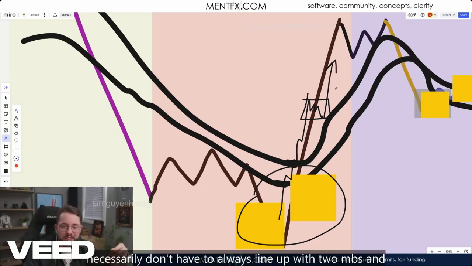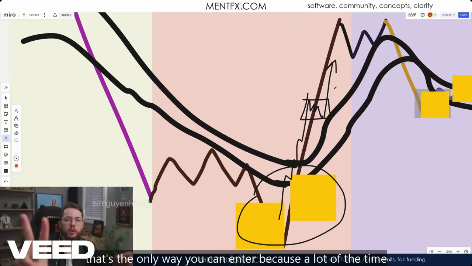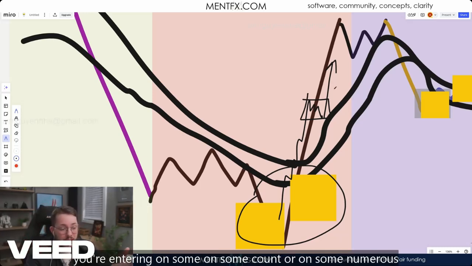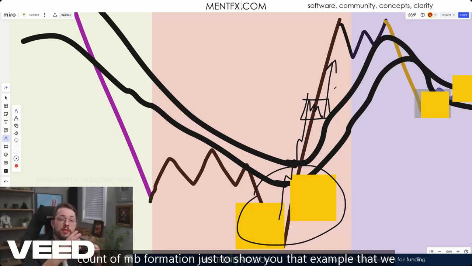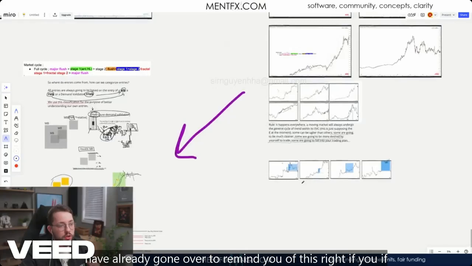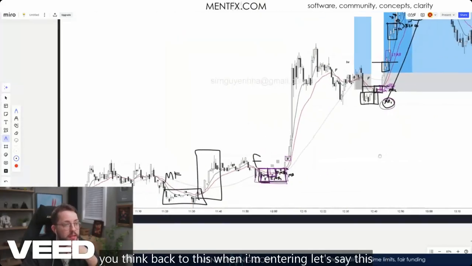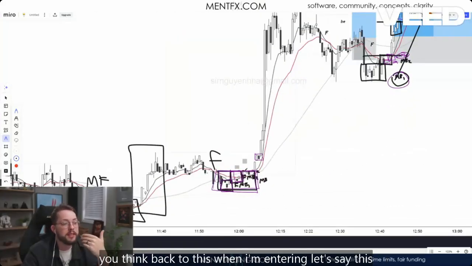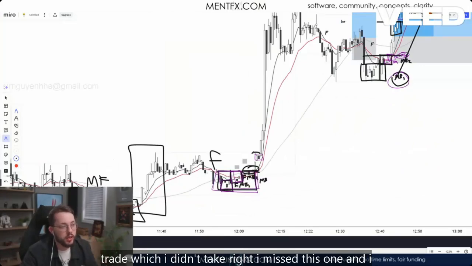Your entries don't necessarily have to always line up with two MBs, and that's the only way you can enter, because a lot of the time you're entering on some count or on some numerous count of MB formation. Just to show you that example that we have already gone over, to remind you of this. If you think back to this, when I'm entering, let's say this trade, which I didn't take. I missed this one and I didn't take this one.